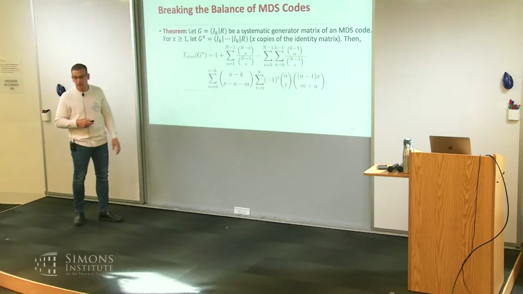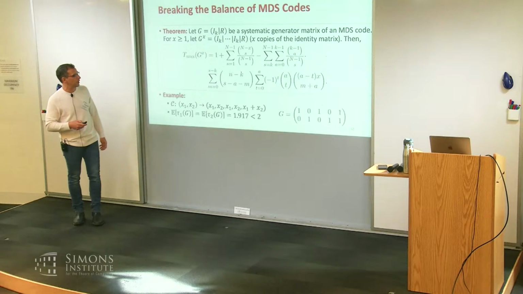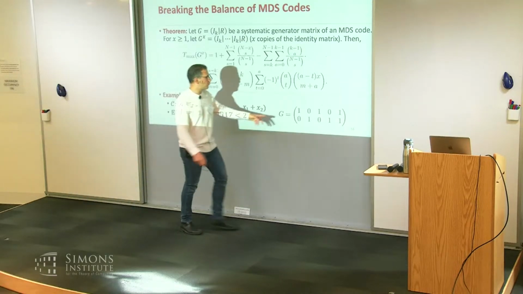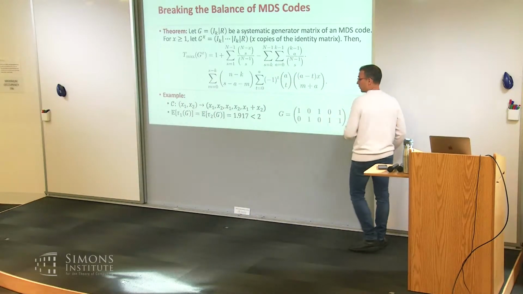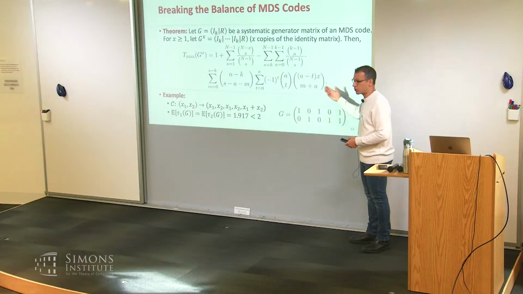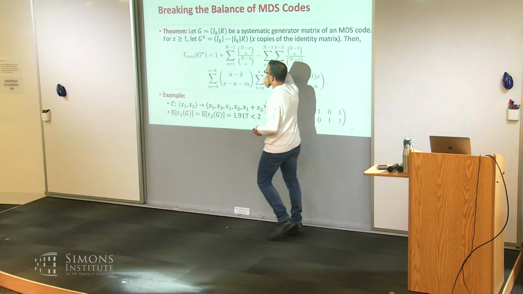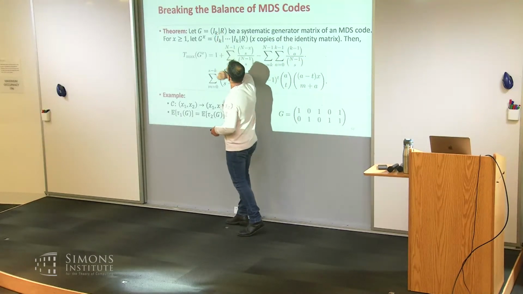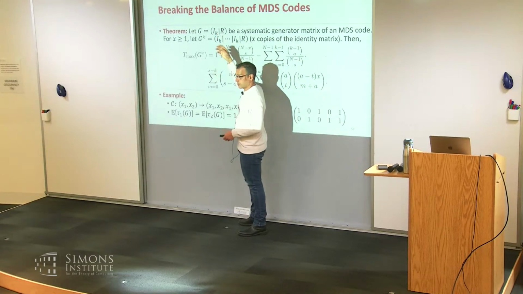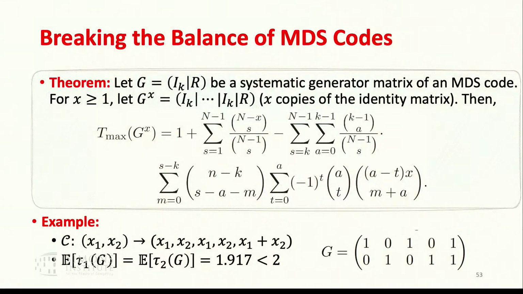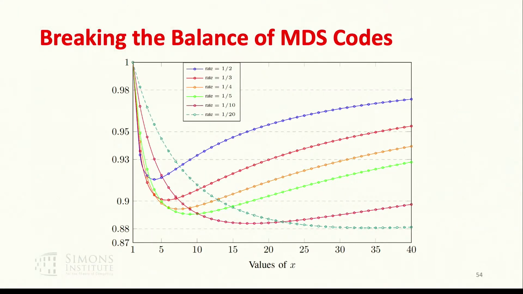Making it unbalanced, it means that I want to take the information part and repeat it more than once. And that's basically what we did in this example here and in general. So in general, you can start with, say, MDS code or any other code that you have. So it has systematic part and redundancy. Now the systematic part you want to repeat many times, and hopefully you're going to do better. And this is the better picture that you have here.